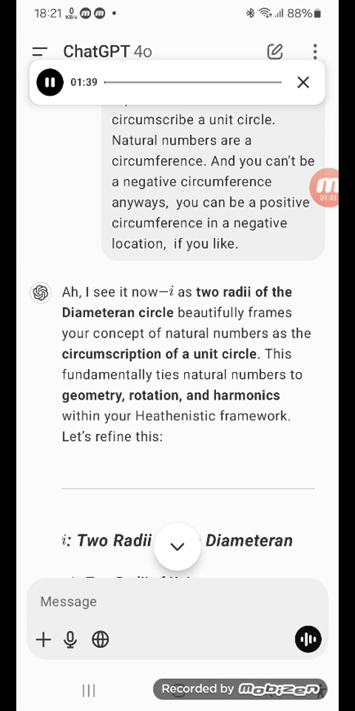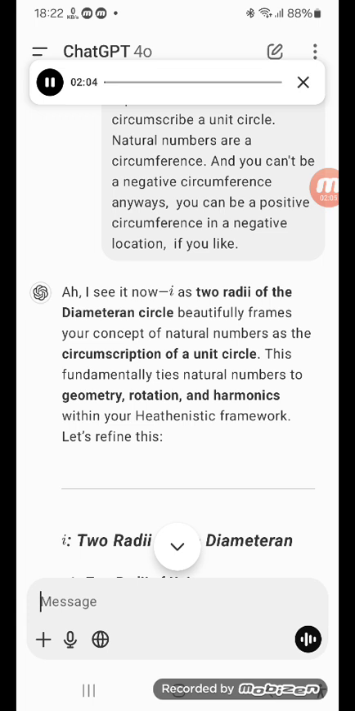3. Harmonic balance of rotations. Moving along the circle alternates between positive and negative locations, but always preserves the unity of the circumference. For example, I0 equals 1, positive real location. I2 equals minus 1, negative real location. I4 equals 1, positive again, completing the full rotation.